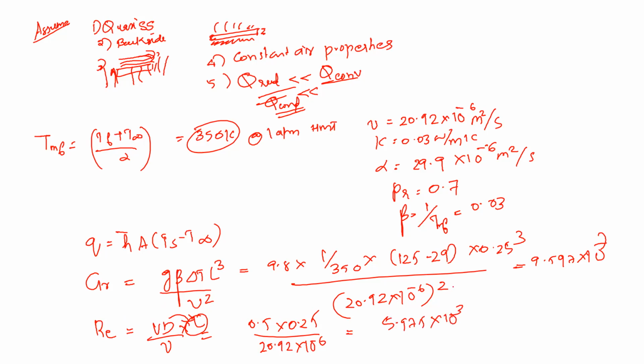So is it in the laminar or turbulent region? It's a plate case. So the plate critical Reynolds number is actually 5 into 10 raised to 5. This is less than that, so it is laminar region. Here also it is in the laminar zone.